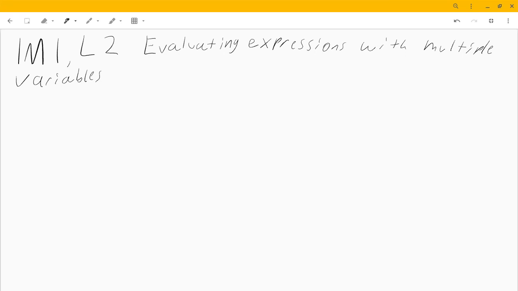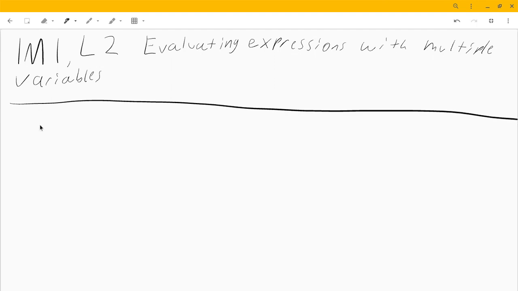Alright guys, so this is Integrated Math 1, Lesson 2, second lesson. Today we're going to be working with evaluating expressions with multiple variables. Last time, we evaluated expressions with just one variable. Today we're going to step it up a little bit and start with a couple of variables. So that leads us to our first question. Let's start with 2, okay?